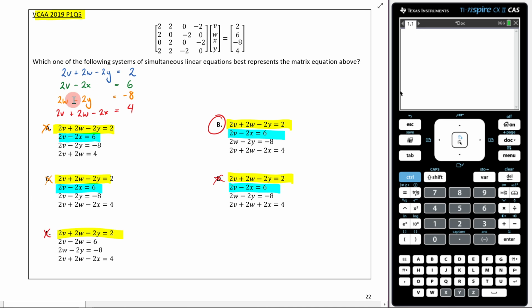I wouldn't recommend writing out the entire thing like this because you're wasting a lot of time. You want to figure out which ones are the most different from each other and then go from there. Hopefully that has made sense, and I'll see you in the next one.